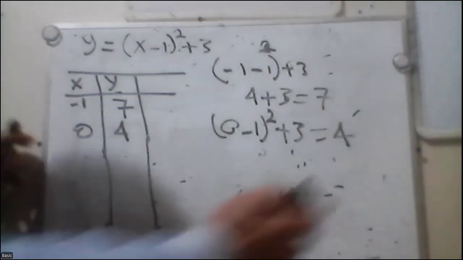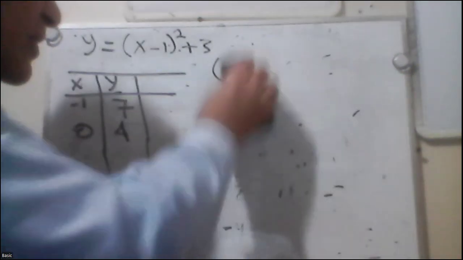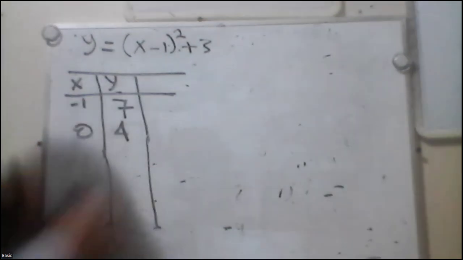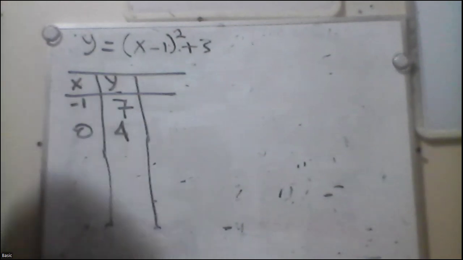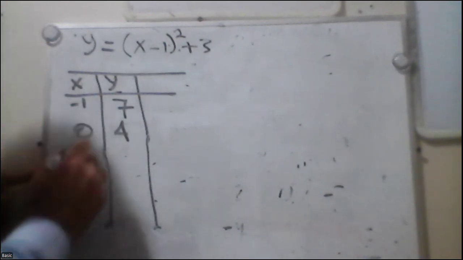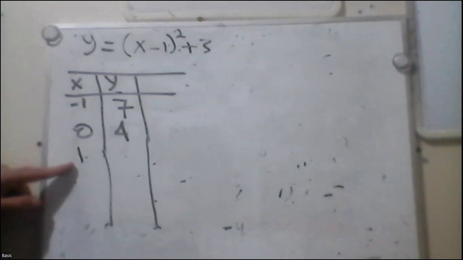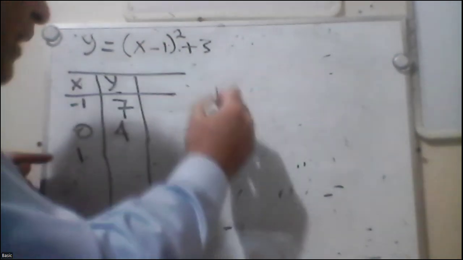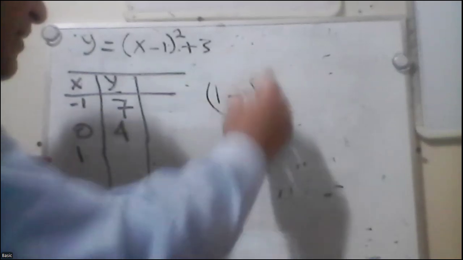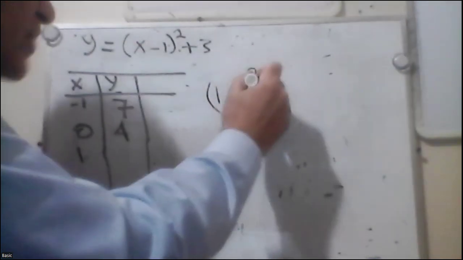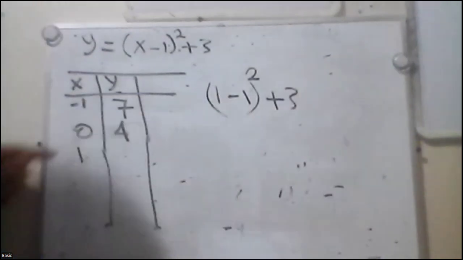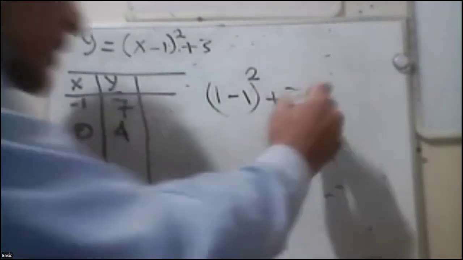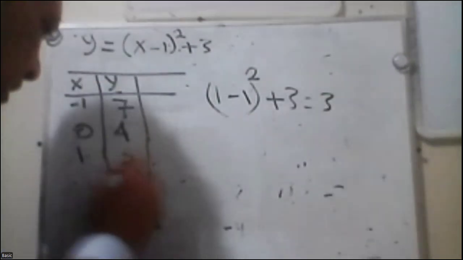I will remove those two now; we're done with them. I will keep only the function and the rest of the numbers here. Now I will go to the third one. Let's say 1. If I put x equal 1, that will be 1 minus 1, all squared plus 3. 1 minus 1 is 0. 0 squared is 0, plus 3 will equal 3. Here we go, this is 3.